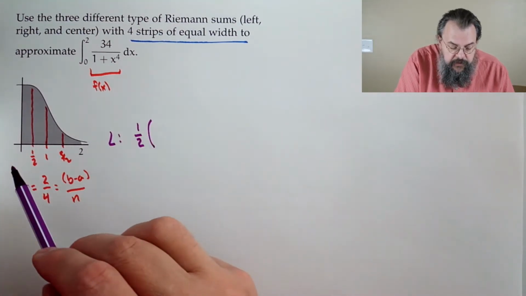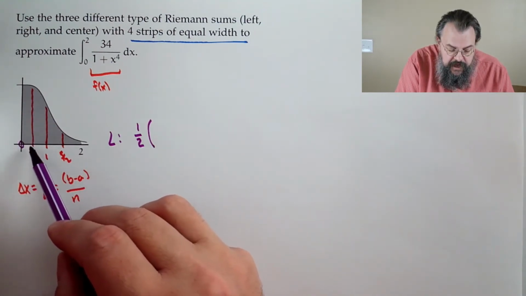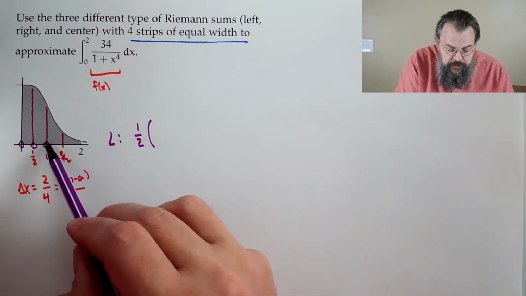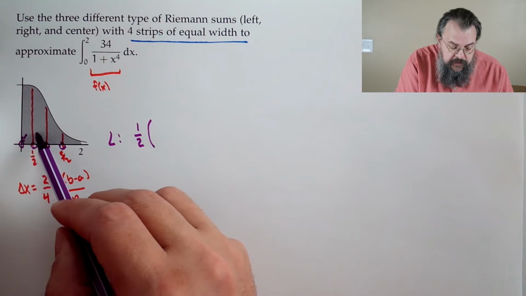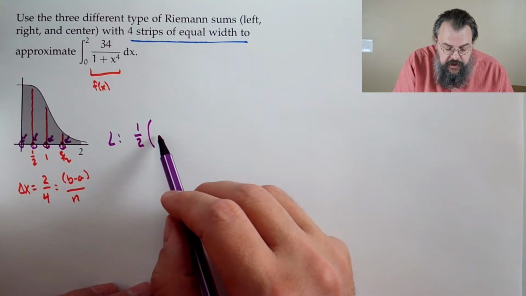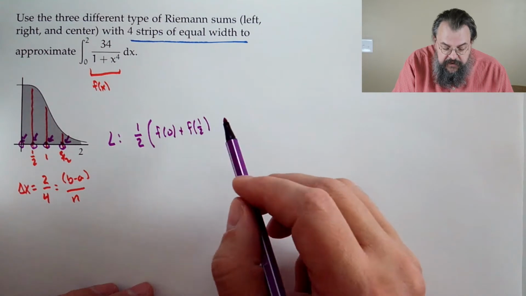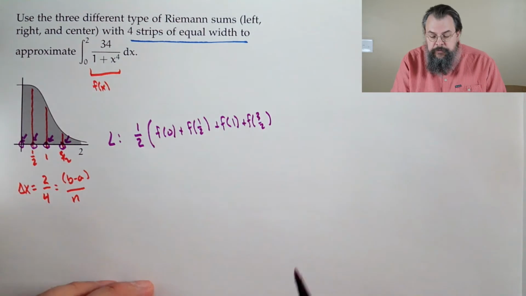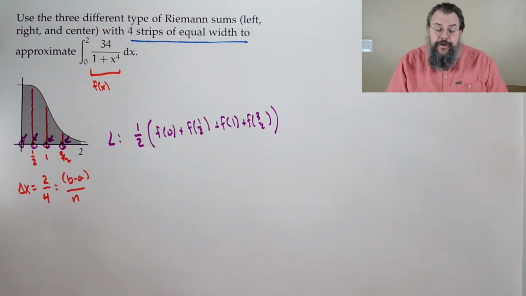And then for each interval, we take the left ends. So the left end of 0 to a half would be 0. A half to 1 would be a half. 1 to 3 halves would be 1. 3 halves to 2 would be 3 halves. So you see we're always picking the left. So that would be what? Well, it would be our function at 0 plus our function at a half plus our function at 1 plus our function at 3 halves. And that's actually what we have to do. Now, what does that become?